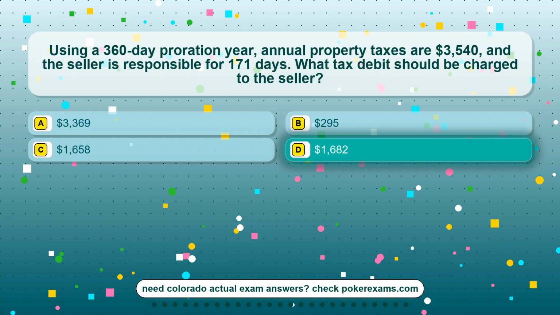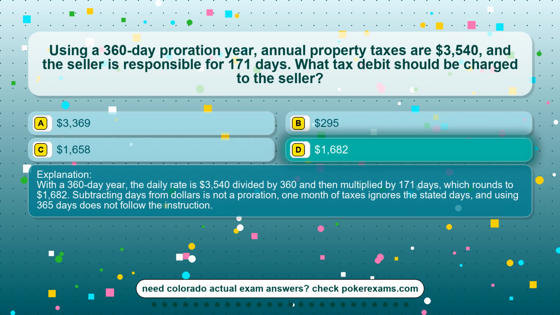The correct answer is option D, $1,682. With a 360-day year, the daily rate is $3,540 divided by 360 and then multiplied by 171 days, which rounds to $1,682. Subtracting days from dollars is not a proration. One month of taxes ignores the stated days, and using 365 days does not follow the instruction.